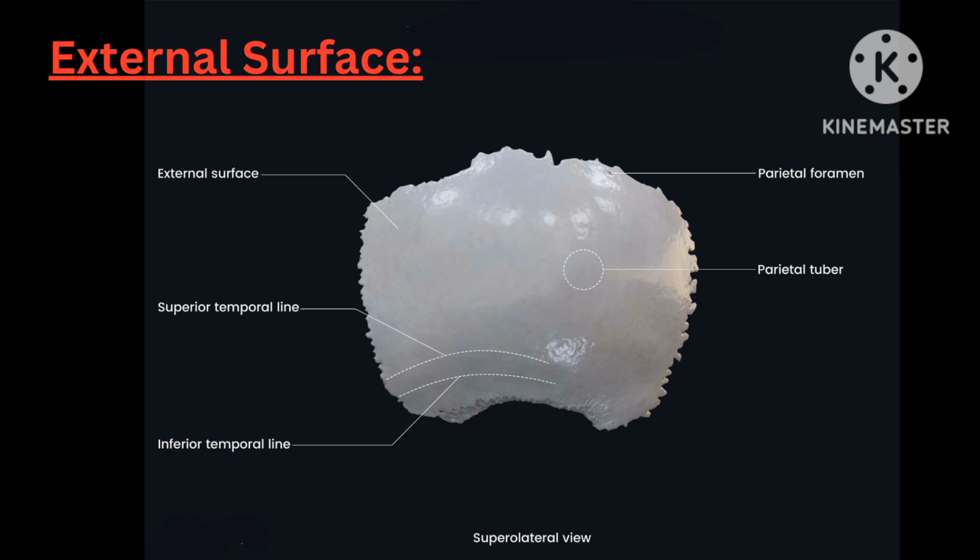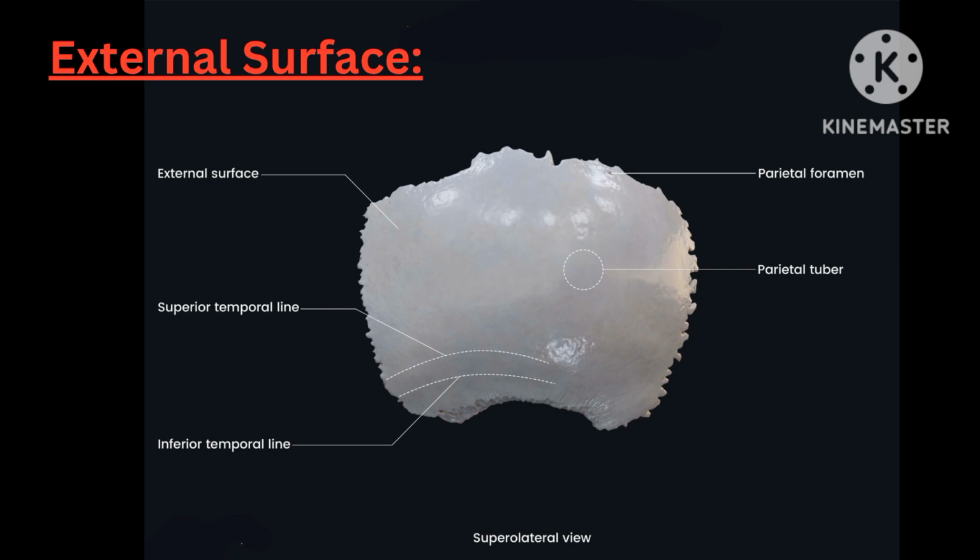The external surface of the parietal bone features the following anatomical landmarks. Parietal tuber. Superior temporal line. Inferior temporal line. Parietal foramen. The parietal tuber, or parietal tuberosity, parietal eminence, is a smooth prominence located near the middle of the external surface of the parietal bone.